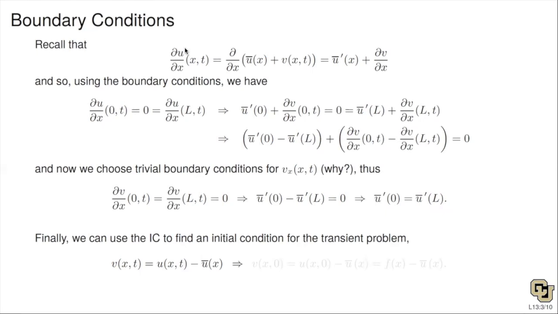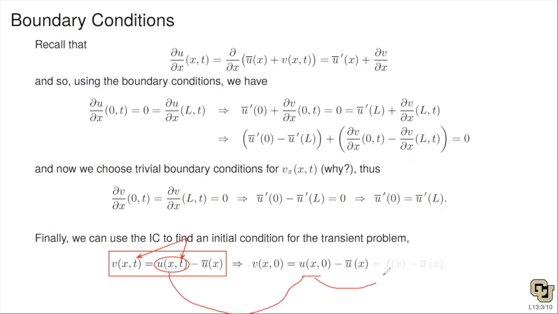You can solve for v of x,t. Remember, u of x,t equals u bar plus v. So here I just solve for v of x,t, and then I plug in a 0 for t. And we're given in the PDE that u(x,0) is f of x. And so we get our initial condition here for v.